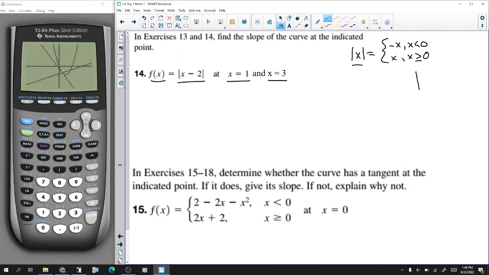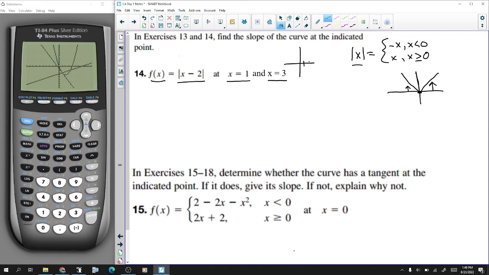Now, the V, when you graph absolute value of x, happens at 0. So in other words, if you're on the left side of the V there, you're going to take the opposite of the equation. If you're on the right side, you're just going to leave it alone. Well, if we look at absolute value of x minus 2, we would use this. Here, we'll use this. Now, let's graph it.